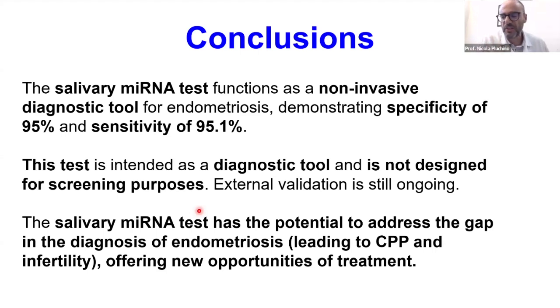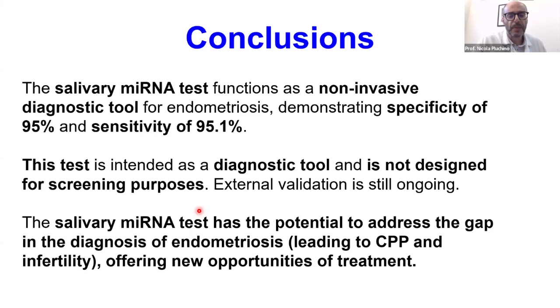That's so important because the population has symptoms suggestive of endometriosis. This is the population that has been studied. This is the population that is the target of this tool. And of course, external validation is still ongoing.